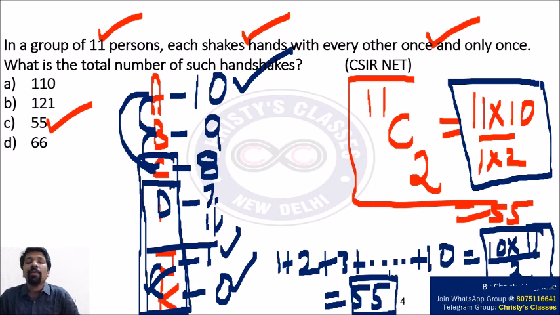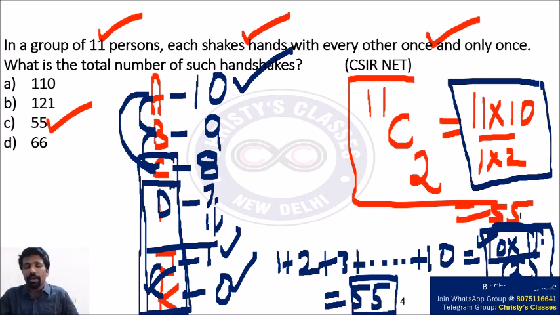But half of them are repetition. AB is repetition, AC is repetition, AD is repetition. Half of them are repetitions. So you can say 11 people handshaking 10 times, so 11 into 10 by 2. By 2 to avoid the repetition. That way also you can think.